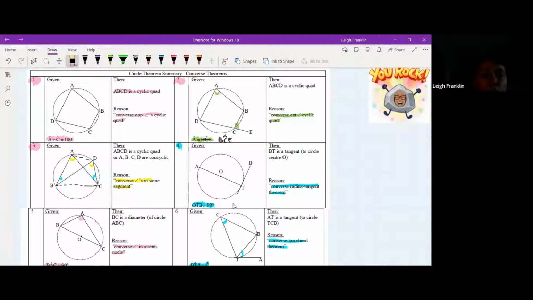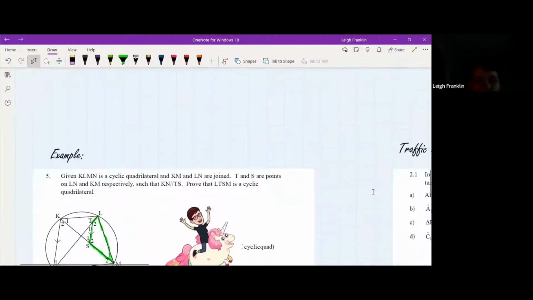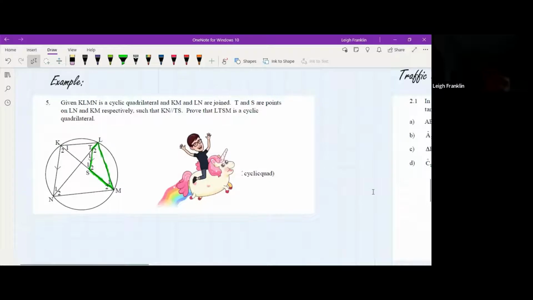If we want to prove that it's a cyclic quad because of converse opposite angles are supplementary, then we need to know something about these angles. They've got to give us the angles or tell us what size they are, right? If we have a look at the diagram that we've been given, we don't know any sizes. We don't know how big anything is. There is also no bow tie inside TLMS.